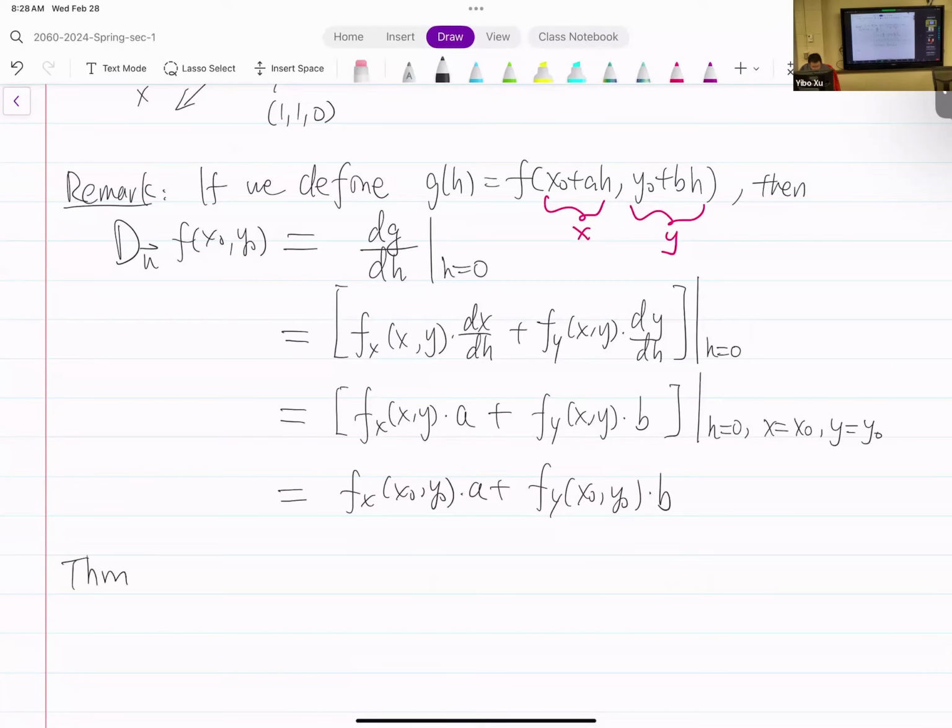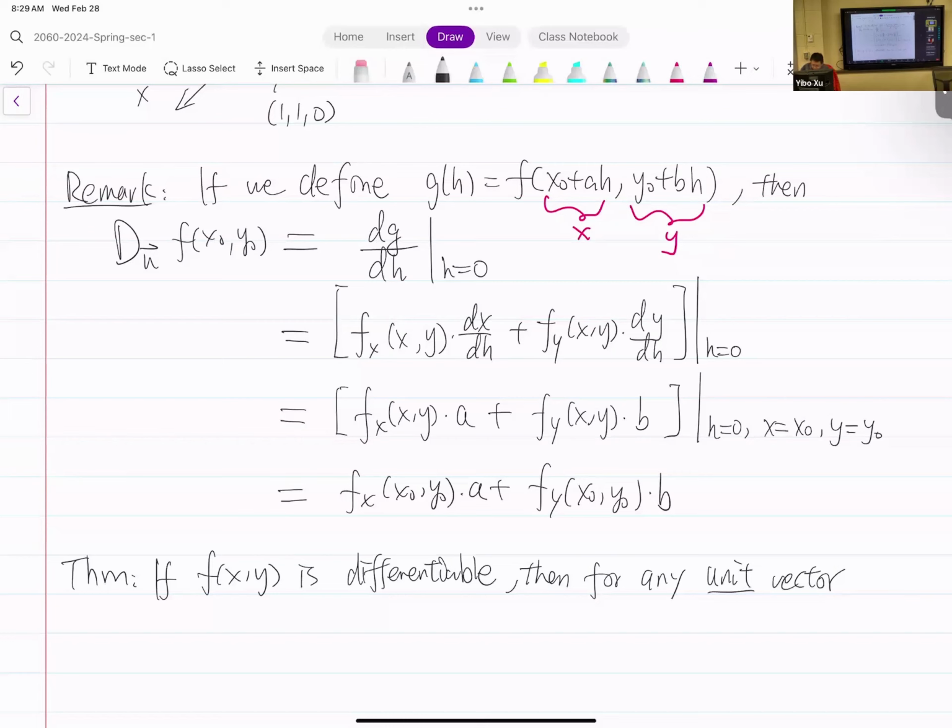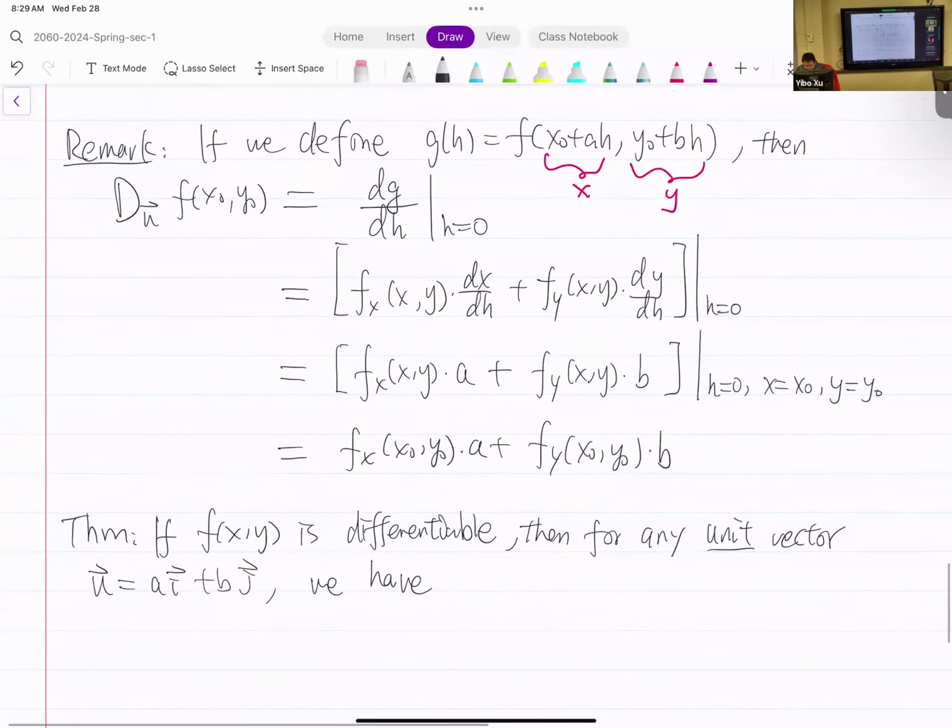So we can state this as a theorem. If f of x, y is differentiable, then for any unit vector u equals ai plus bj, we have the following formula. So the directional derivative equals the line right above.